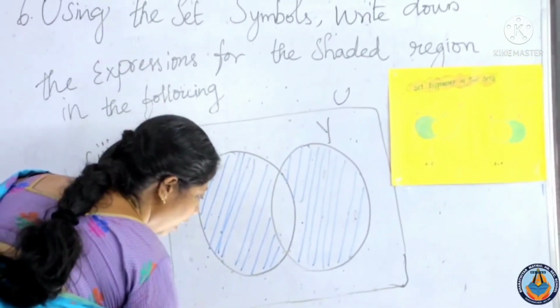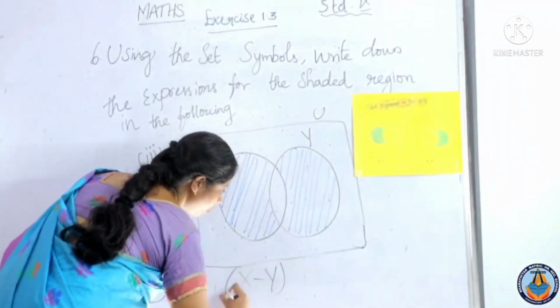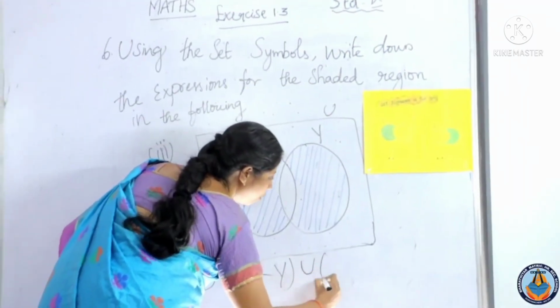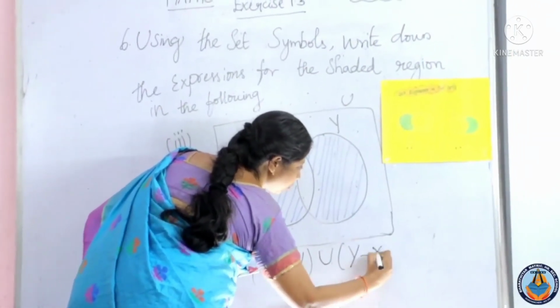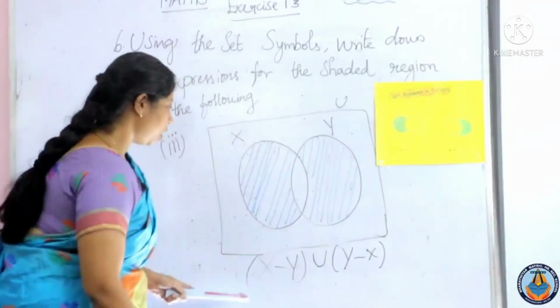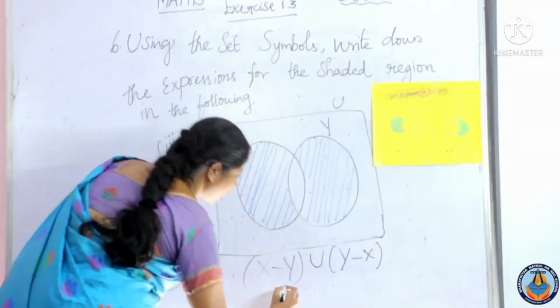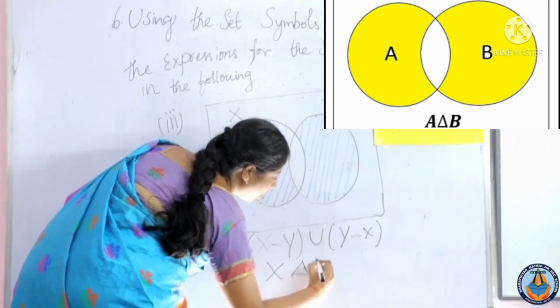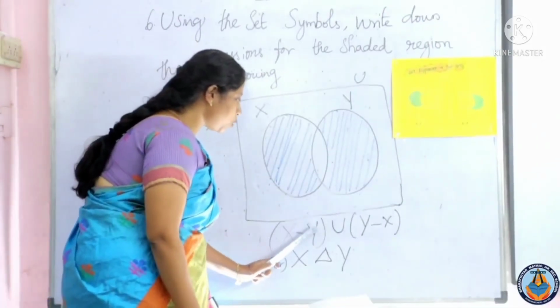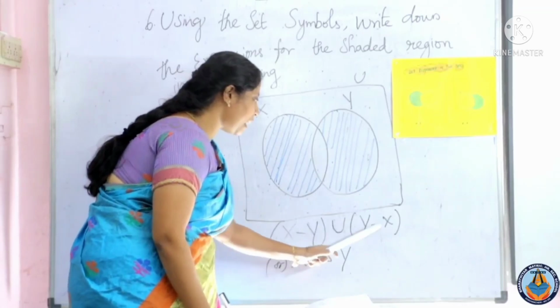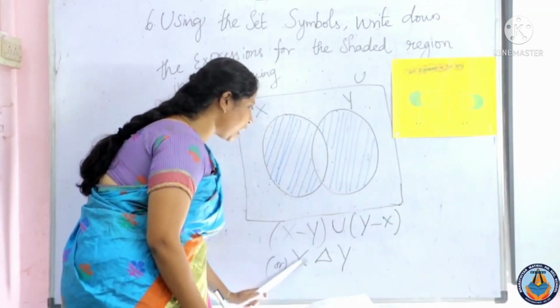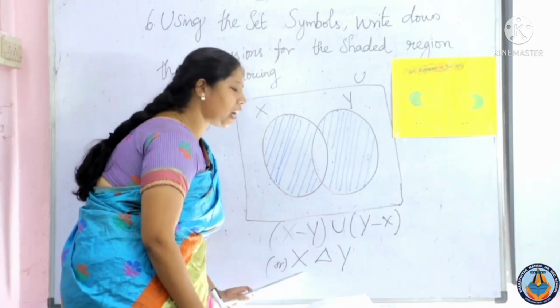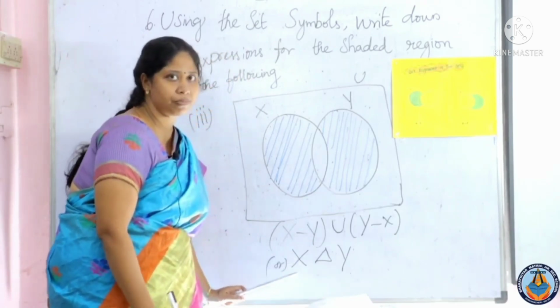So x minus y union y minus x. Therefore, your answer is x symmetric difference y, that is x minus y union y minus x, or x symmetric y. You can write it in both ways.